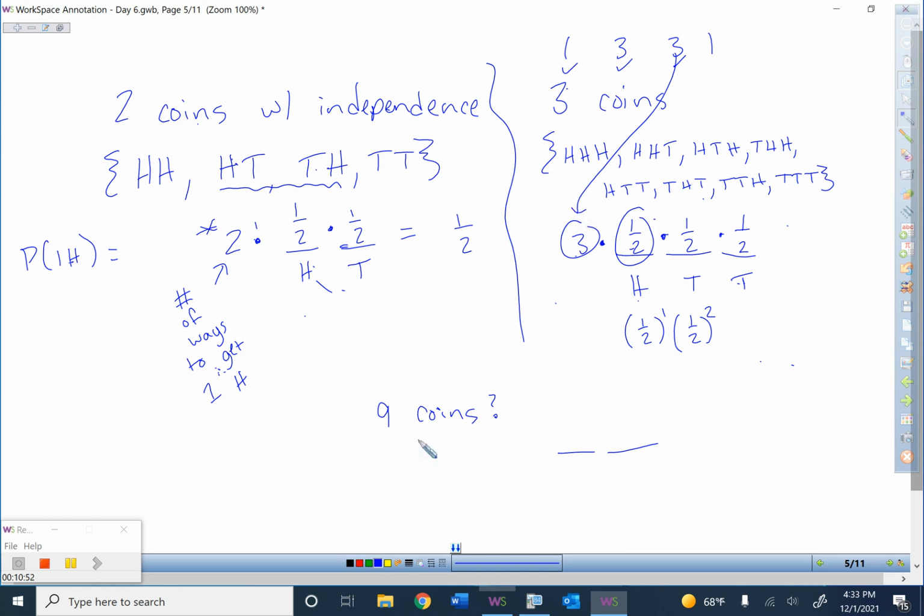So let's do this for 9 coins. If we want 1 head in 9 coins, that would mean that the first one had to happen 1 time, and the tails, which is still a probability of half, have to happen for the leftovers, the rest of them. What I want you to do is go to Pascal's triangle, the 9th row, and find out which would go with 1 heads.